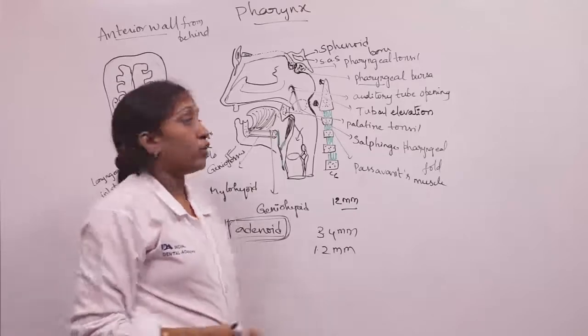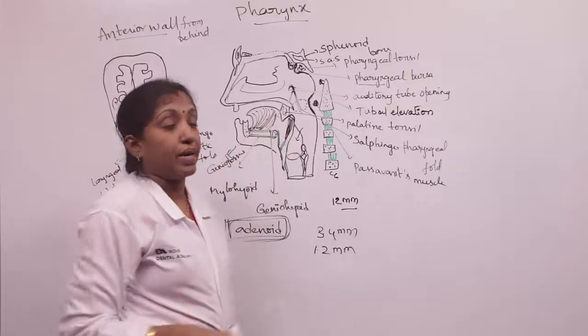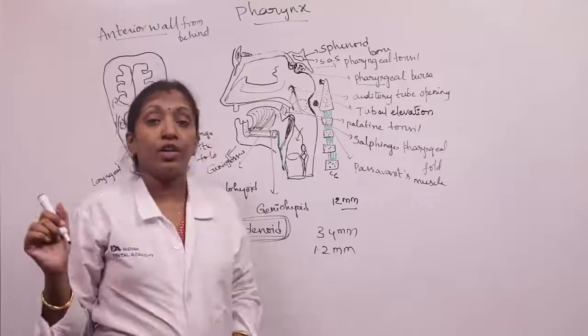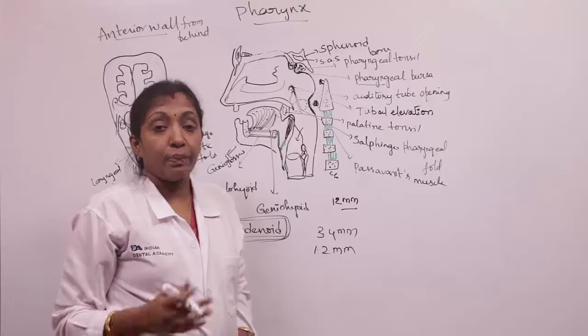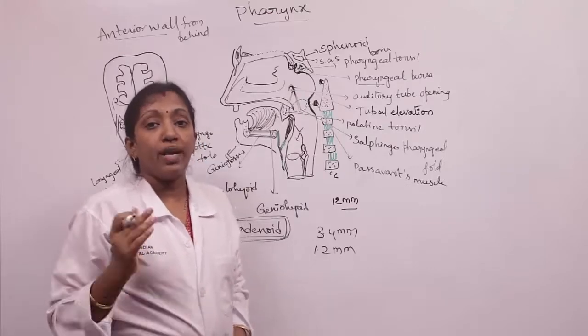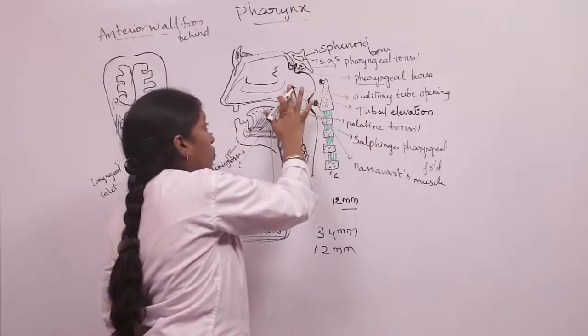This auditory tube opens into the anterior wall of the tympanic membrane. So we can see the opening of the auditory tube. This auditory tube extends from the anterior wall of the tympanic membrane and opens into the lateral wall of the nasopharynx. It maintains the equilibrium of air pressure of the tympanic membrane for proper vibrations of sounds. So auditory tube opening is seen in the lateral wall of the nasopharynx.